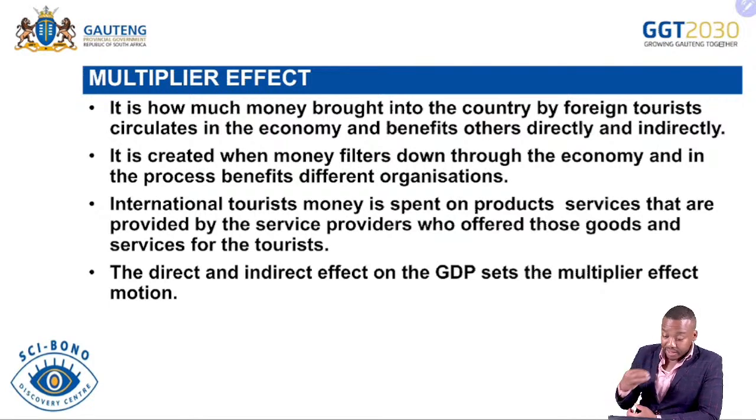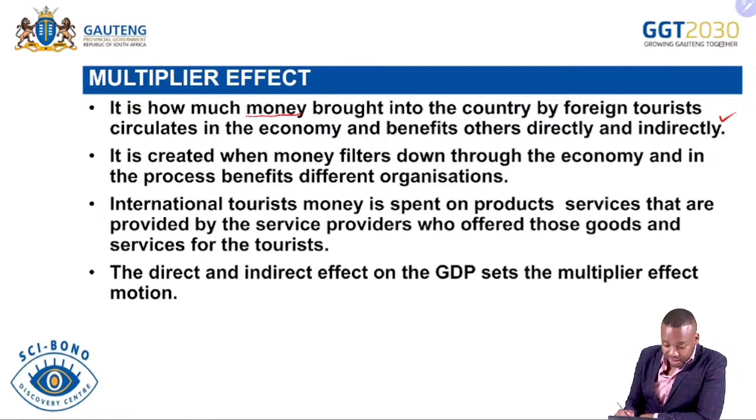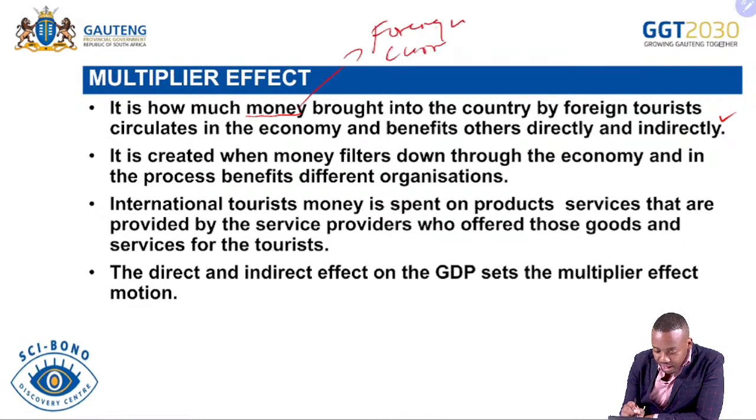Multiplier effect, this is my explanation. It is how much money, again, it is all about what? Money. Obviously, here we're talking about what? Foreign currency. How much money? Which money? Foreign currency. Remember, we spoke about this when we started. How much money brought into the country? Who brings this money? Foreign tourists.